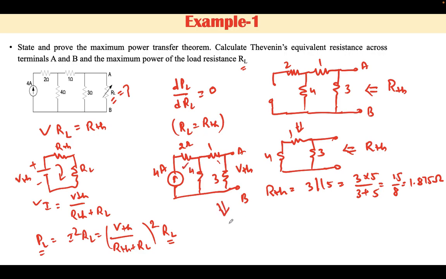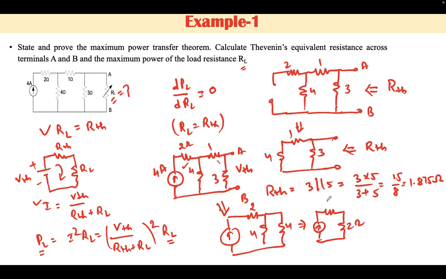Then this network can be redrawn as this one. This is 4, this is 4, this is 2. Now the parallel combination of these two is nothing but a 2 ohm resistance. This is 2 ohm. Now the total current supplied by the source is 4 ampere, and this current is divided equally in these two branches, and hence here the current will be 2 ampere.